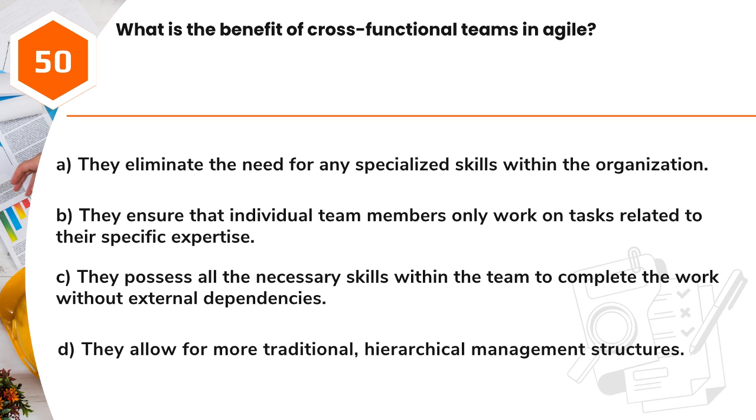Question 50. What is the benefit of cross-functional teams in Agile? A. They eliminate the need for any specialized skills within the organization. B. They ensure that individual team members only work on tasks related to their specific expertise. C. They possess all the necessary skills within the team to complete the work without external dependencies. D. They allow for more traditional, hierarchical management structures.